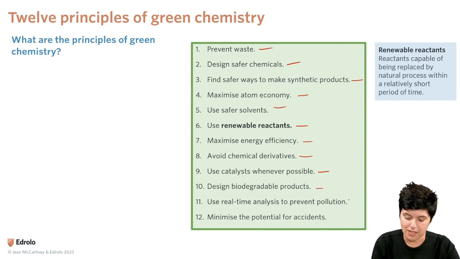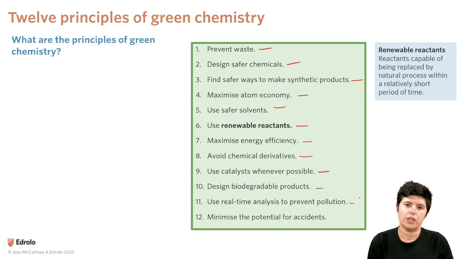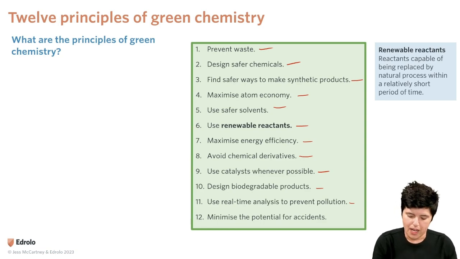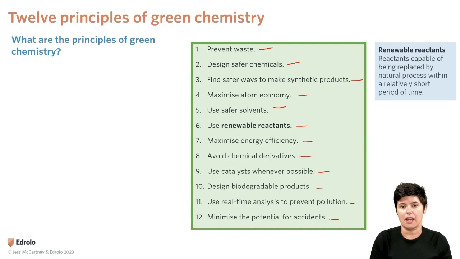Use real-time analysis to prevent pollution. So what this means is that scientists need to be able to analyze the reaction that's being done and be able to collect any byproduct pollutants that are being produced as they're being produced. So this would stop them going into the environment as a side product. And minimize the potential for accidents. So this is running your risk assessments, understanding what risks are involved in the reaction, and making sure that you are putting in cautions in place to ensure that these risks are minimized as much as possible.